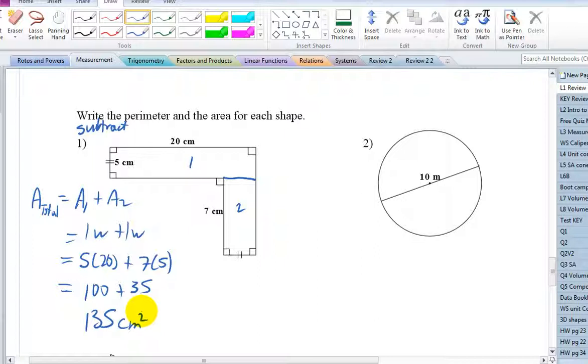For number 2, sorry, perimeter. Got to do perimeter, thanks. I know, so easy though. Perimeter, add them up. Okay, so perimeter, we want to add all sides.